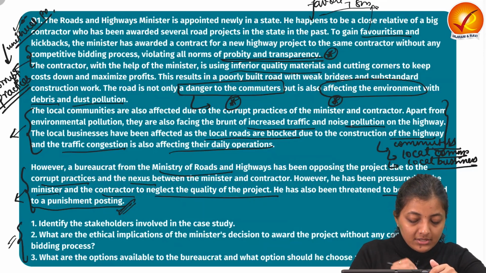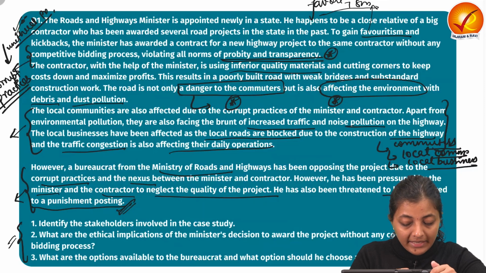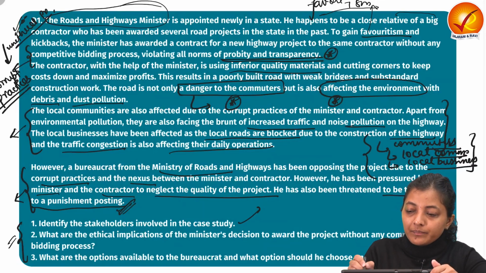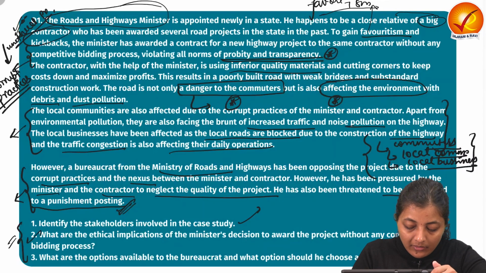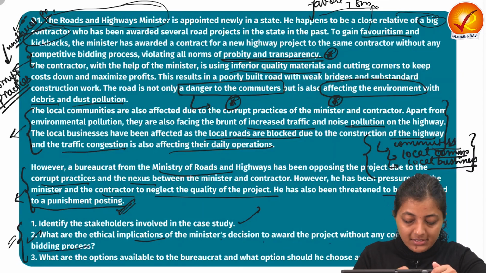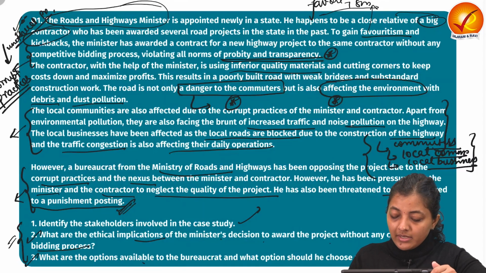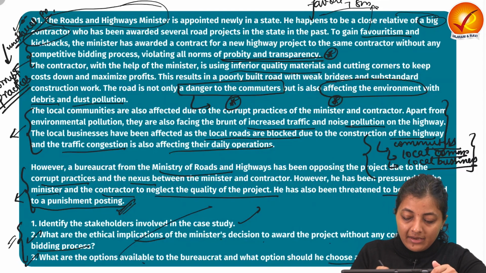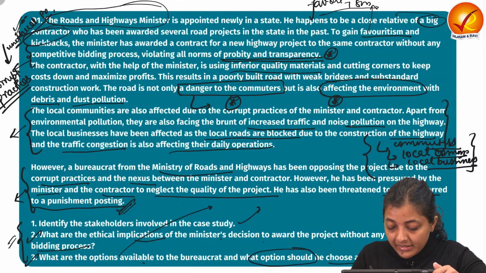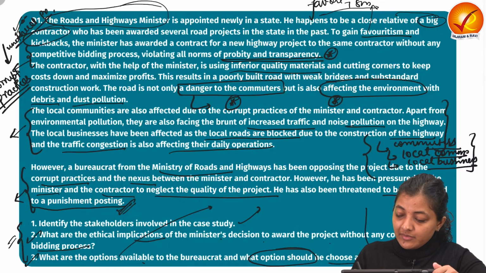Now we have 3 questions to address. The first one is to identify the stakeholders involved in the case study. As we have written some of them here, we know this one and we know the contractor, the big contractor. Then, what are the ethical implications of the minister's decision to award the project without any competitive bidding process? And what are the options available to the bureaucrat, and what option should he choose and why? Means we have to write down the multiple options he can choose from with the merits and demerits, and finally what would be the course of action and why. Means we have to write the rationale, we need to give the reasons.